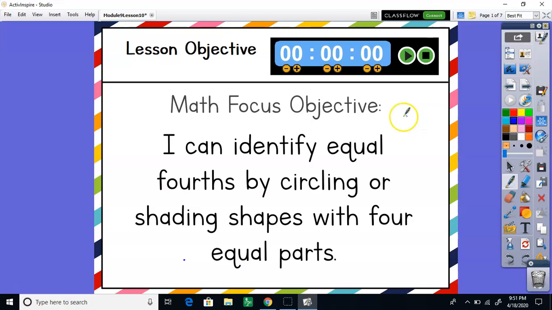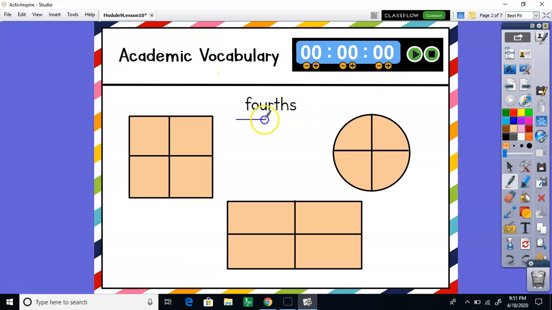We are going to work on identifying equal fourths by circling or shading shapes with 4 equal parts. Yesterday we did halves, which have 2 equal parts. Today we are working on fourths that have 4 equal parts. So if you take a shape, like a square, a circle, or a rectangle, and you divide it into 4 equal parts, you have successfully divided a shape into fourths.